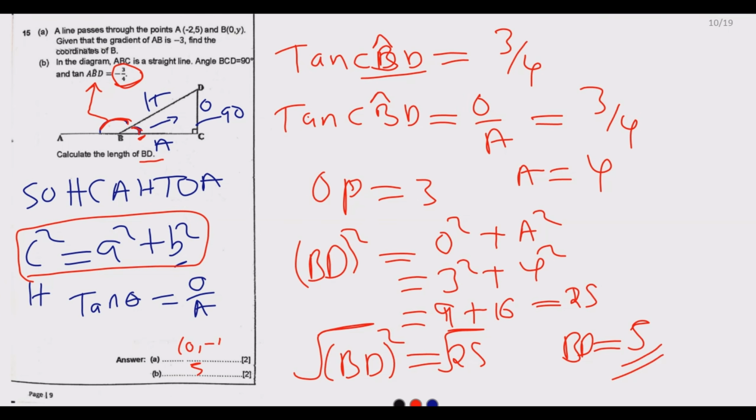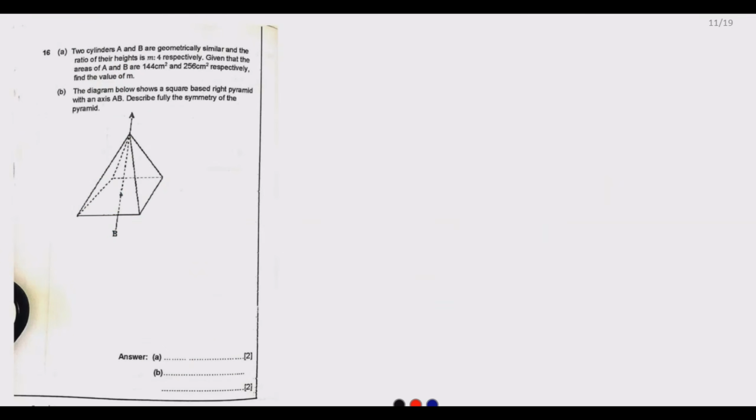Okay, so this is question 15. Let us move quickly to question number 16. Basically we have two cylinders, A and B, that are geometrically similar, and the ratio of their heights is m/4 respectively. Given that the areas of A and B are 144 centimeters squared and 256 centimeters squared respectively, find the value of m.